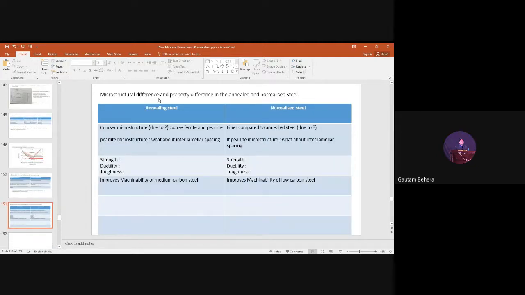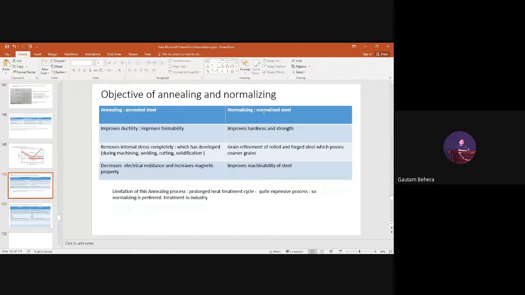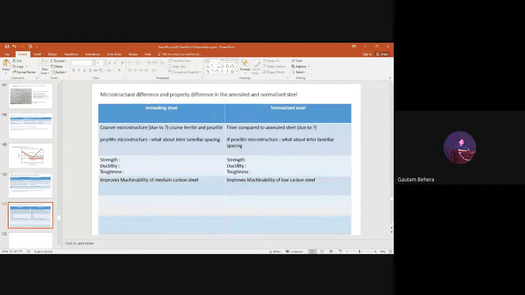The microstructure difference and property difference in annealed and normalized steel. See, this question is asked a lot of times to students during interviews. So what is the difference? They might ask, what is the difference between annealing and normalizing? Or they may ask to differentiate the properties of an annealed steel and a normalized steel. So you can easily differentiate them.